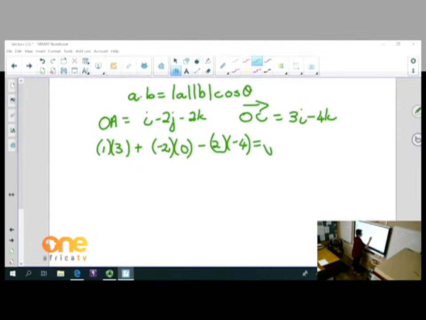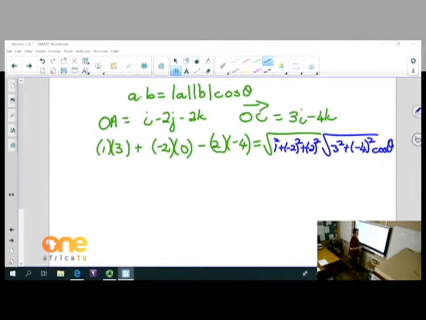And then we have the magnitude. Now you just work with this one vector here, so it will be 1 squared plus negative 2 squared plus negative 2 squared. Then we take this vector here, which will be 3 squared plus negative 4 squared. And then we have cosine theta, the angle that you want to calculate. So cosine theta is equal to, and make sure that you write down all these steps, because there are method marks, and if you leave it out and your answer is wrong, then you get no marks.